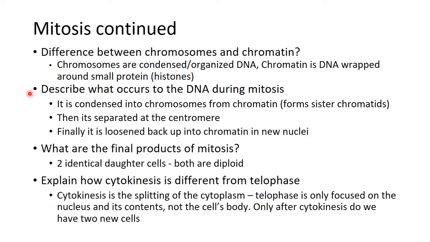Describe what occurs to the DNA during mitosis. Well, it not only gets condensed, which we've said half a dozen times already, it forms those chromosome shapes. It also gets separated at the centromere, so that junction between the two chromatids, that's what's going to break eventually. And finally, it gets loosened back up into chromatin when it's reforming its nuclei, namely during telophase. So a lot happens to the DNA.